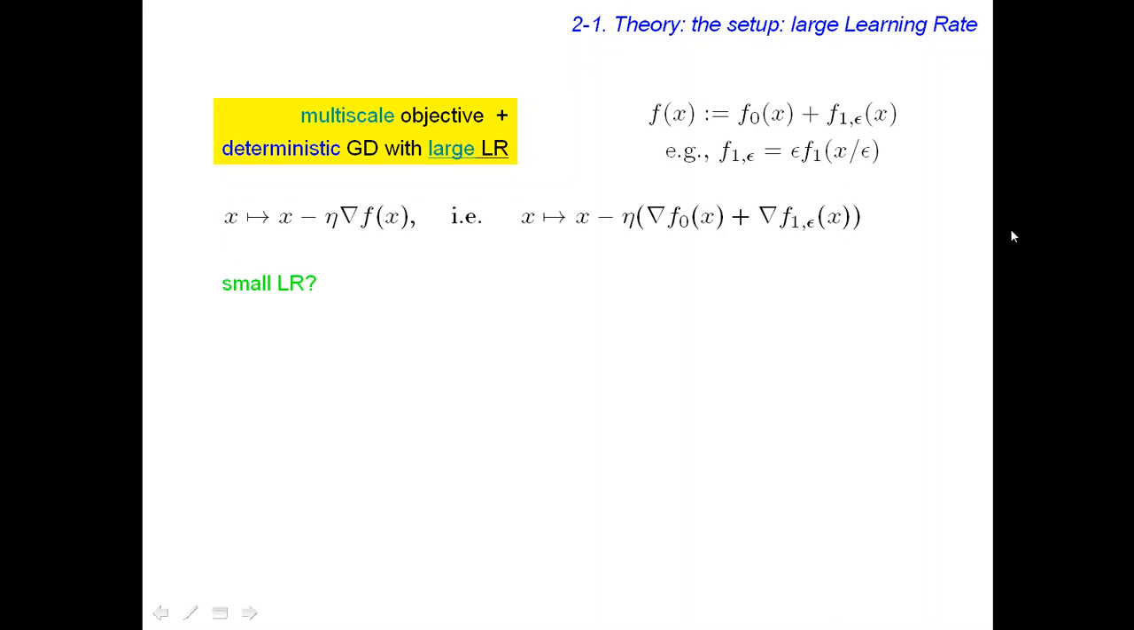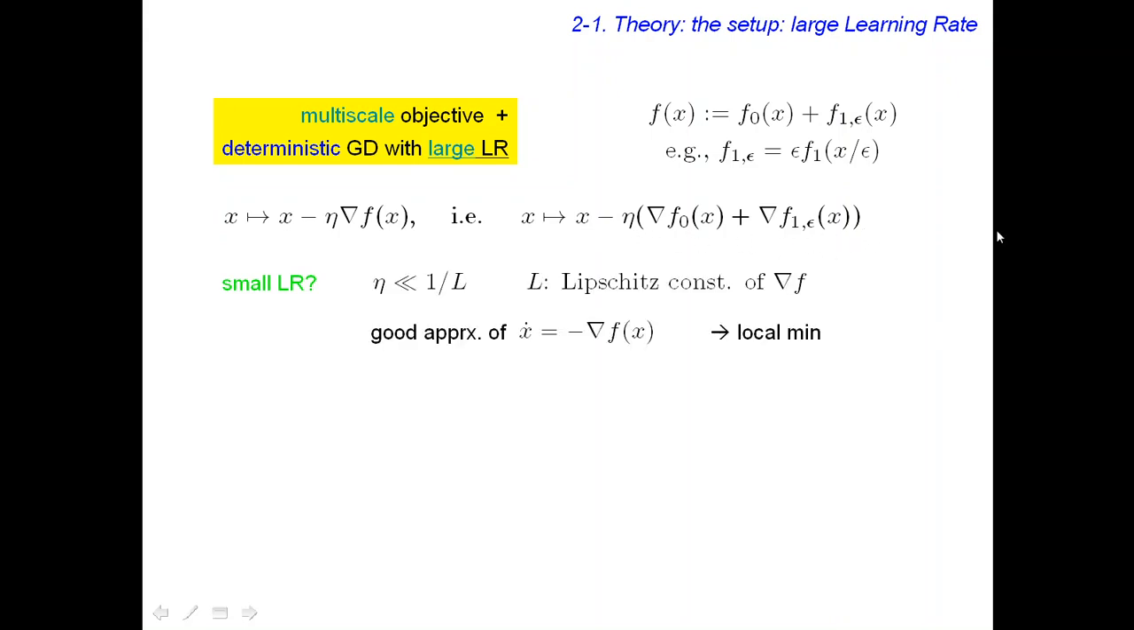At least that's how it was come up with. And because the loss admits this multiscale decomposition, the gradient descent iteration is written in this way. And then we can recall numerical analysis, which says that if you choose your time step to be smaller than 1 over the Lipschitz constant of the vector field of the ODE that you're trying to simulate, then you get a good approximation to the continuous solution, which converges to a local minimum in this case.